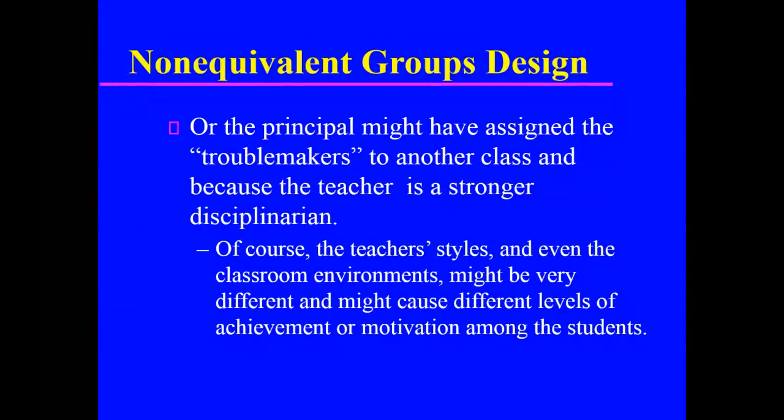Or the principal may assign the troublemakers to another class where the teacher is maybe a strong disciplinarian. So the principal could decide to reallocate the students, because he doesn't like some of these people in this bad class, and he wants these students to be in another group. So he could do that. And we all know that the teacher's style, even the classroom environment, might be different, and that would have an impact on levels of achievement or motivation among their students. We kind of know that every teacher has their own different way of doing things. Oh, next slide.